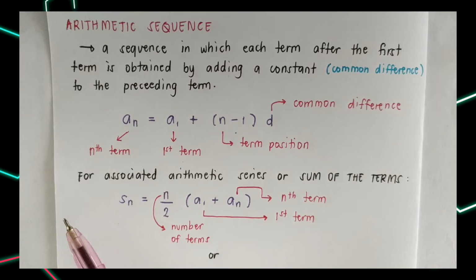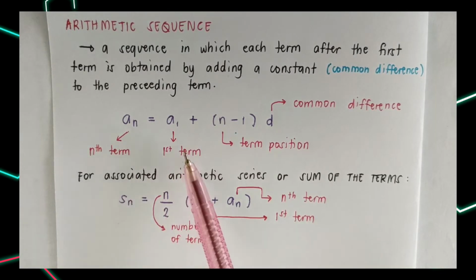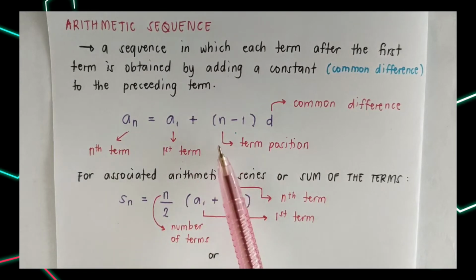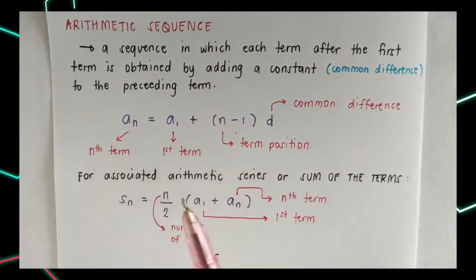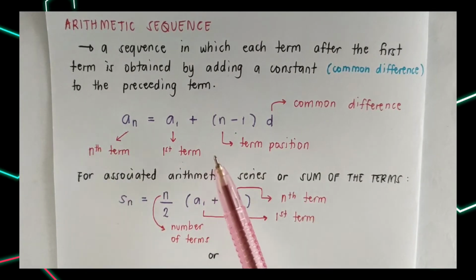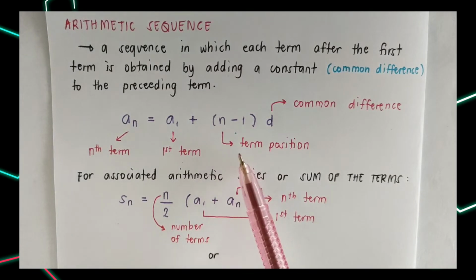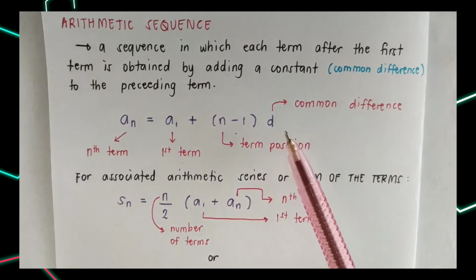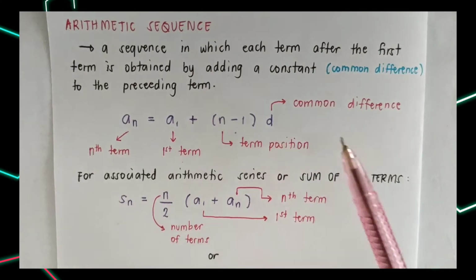Example, we are asked to get the 111th term. So that is our nth term. A1 will be your first term. Your n is the term position. Example, if our nth term is the 111th term, the term position here or your n will be 111. And then the d here is the common difference.